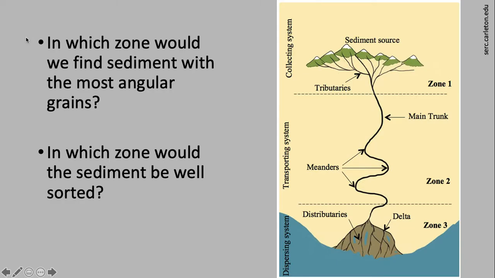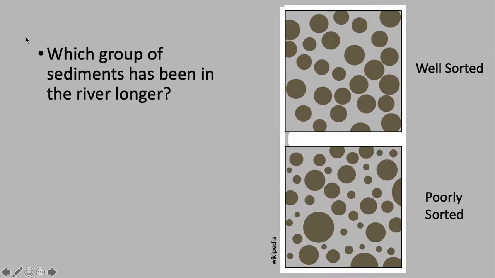So this question says, in which zone would we find sediment with the most angular grains? That would be near the sediment source, in the headwaters in zone 1. And then in which zone would the sediment be more well sorted? That would be down by the delta in zone 3. And the well sorted sediments have been in the river longer.